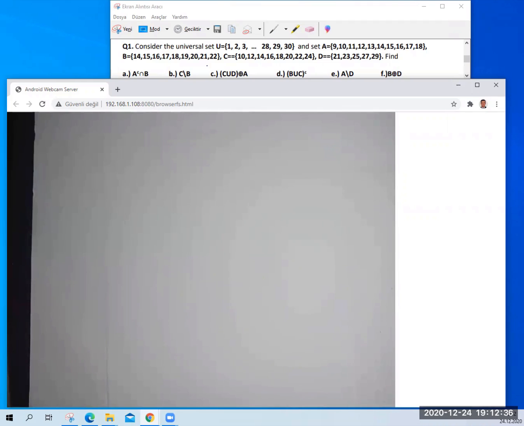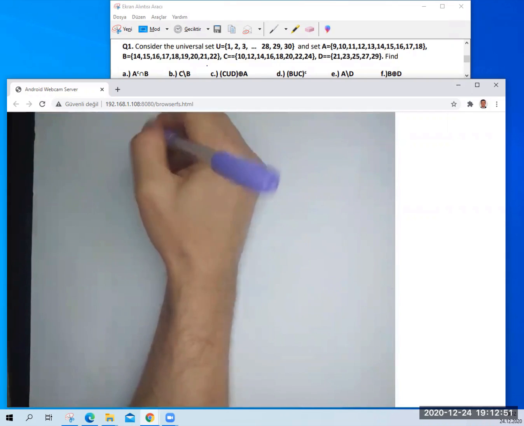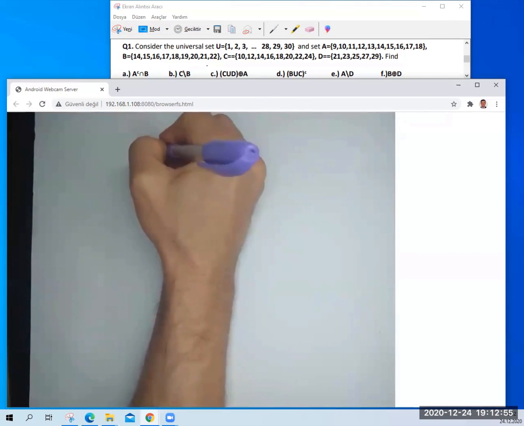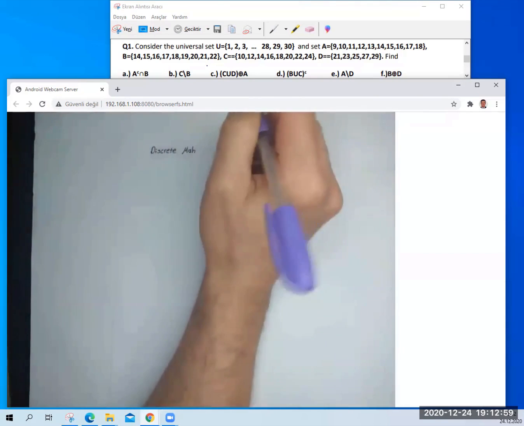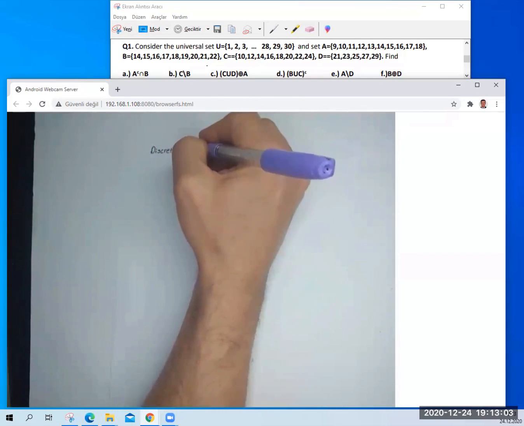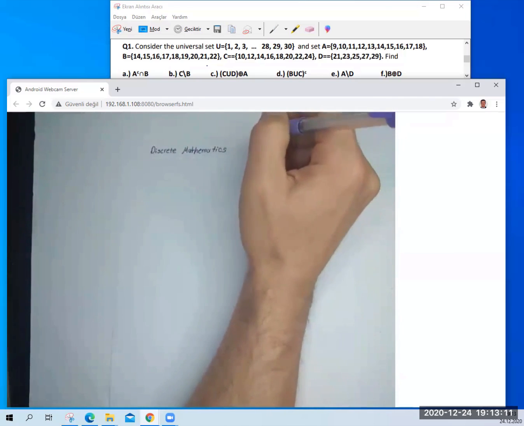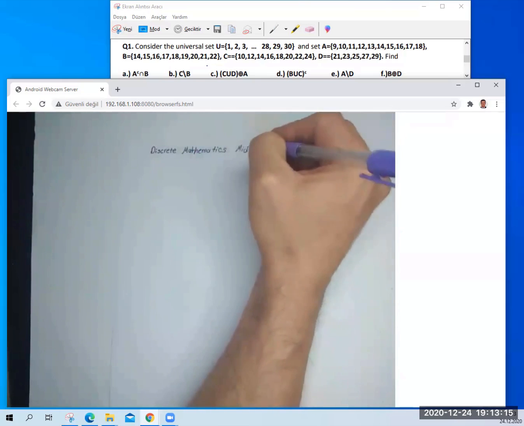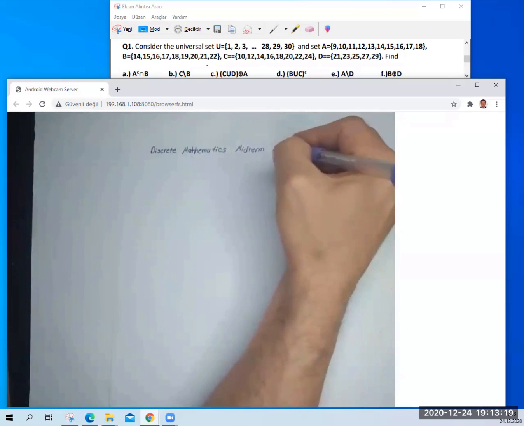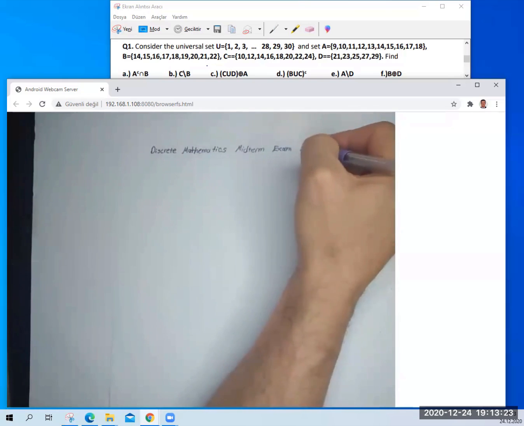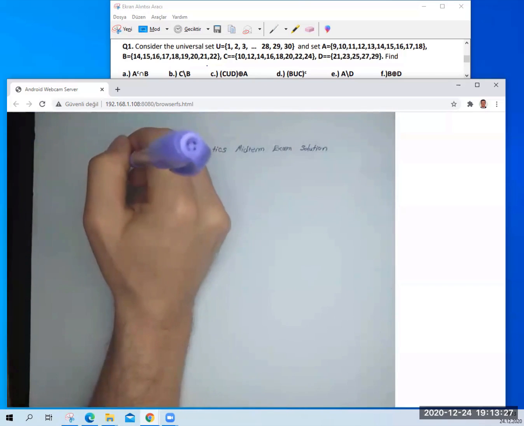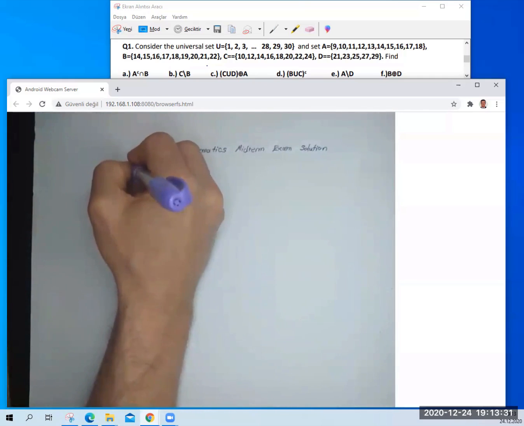Here's the first question, and the first case of that question. Okay, let's write the title: the midterm, discrete mathematics, midterm exam solution. So question 1 and here the solution.